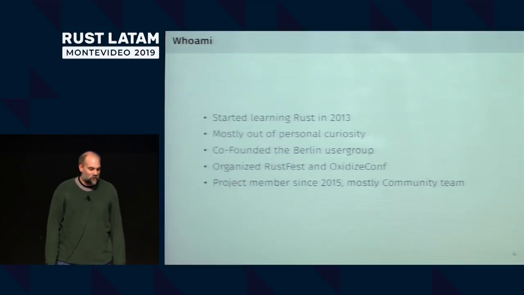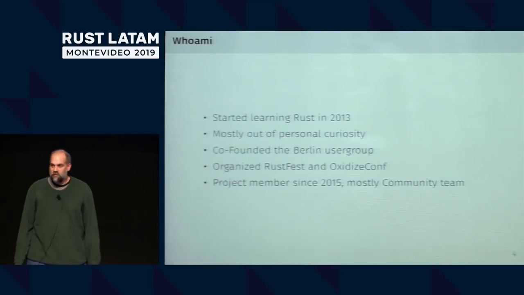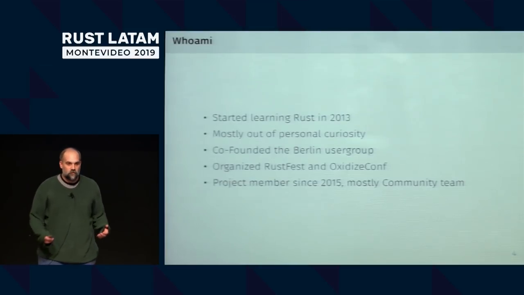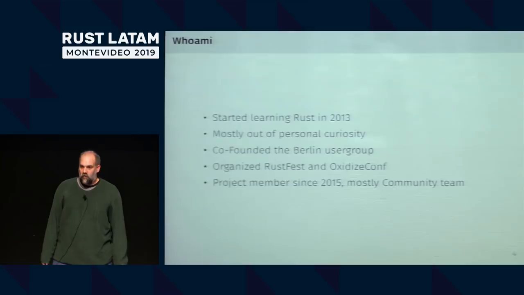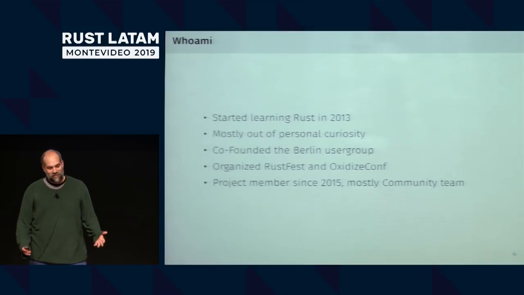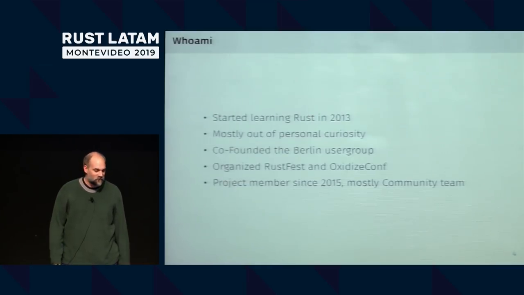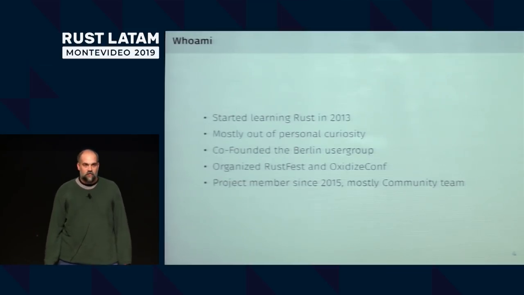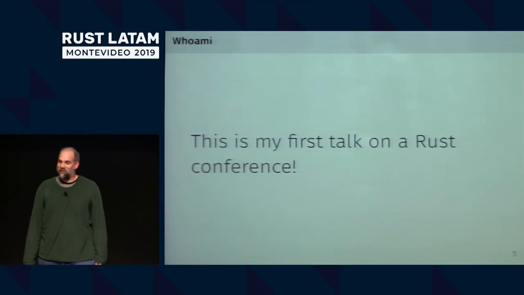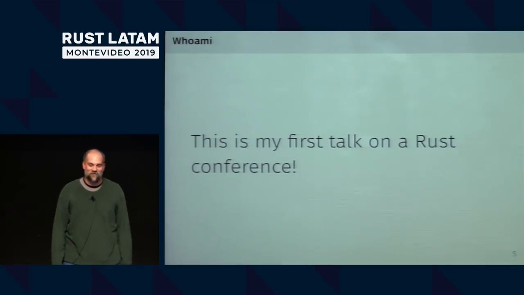And I met a lot of familiar faces. I'm happy to be here again. I started Rust in 2015, mostly out of personal curiosity. And because I'm not a good solo learner, I immediately started the Berlin user group, which is one of the biggest and most active around the globe. I'm organizing two Rust conferences, RustFest and OxidizeConf. I can heavily empathize with how much of a great job this is. And I'm a Rust project member since 2015, mostly in the community team. And now also moving to other spaces. And I can definitely agree with Nico that the Rust project is very, very easy to join on all positions. If something is specifically of your interest, it's very, very easy to get in touch with people and get involved. And this is also my first talk at a Rust conference. I've organized them, but I have never given a talk at a Rust conference.